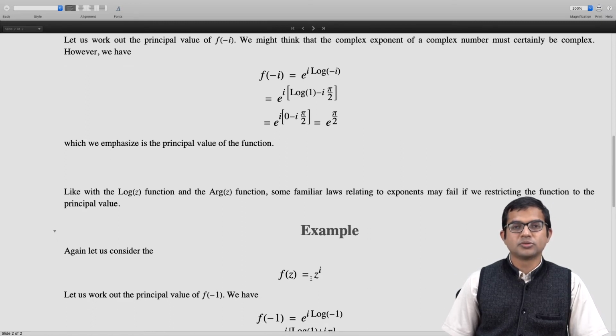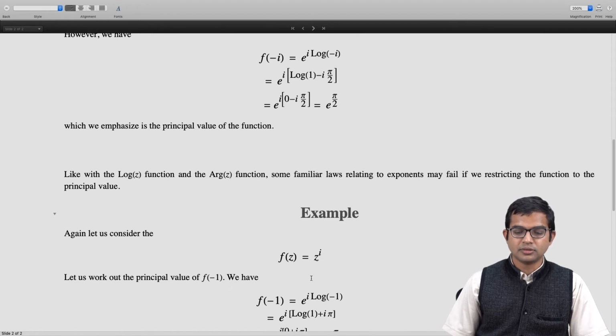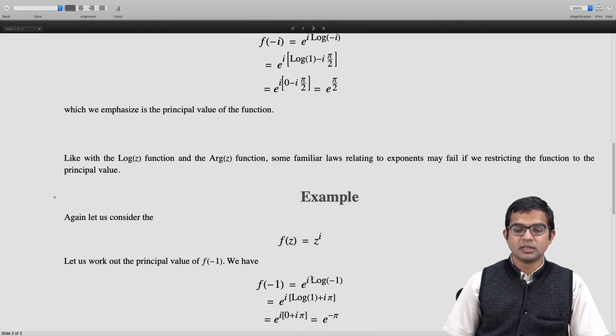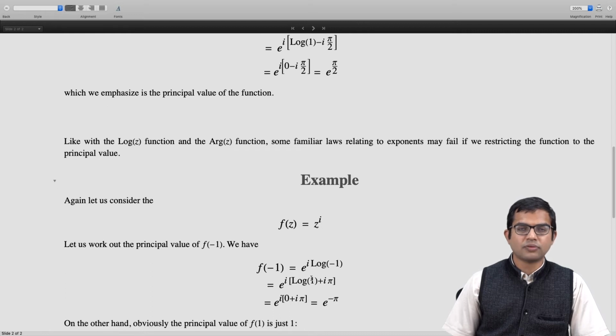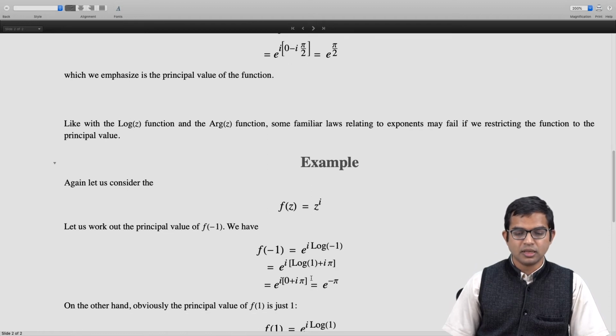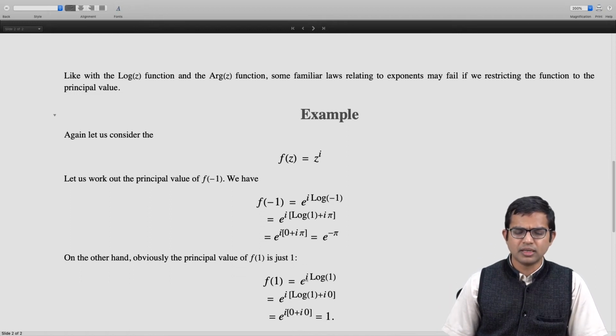So f(-1) is e^(i Log(-1)), by a procedure very similar to the previous one, but now instead of -i we have -1. So e^(i times (Log 1 + iπ)), which is e^(-π), since i squared is -1. On the other hand, f(1) is just 1, because it's 1 to the power i. You can carefully go over the same argument, but really f(1) is just 1.